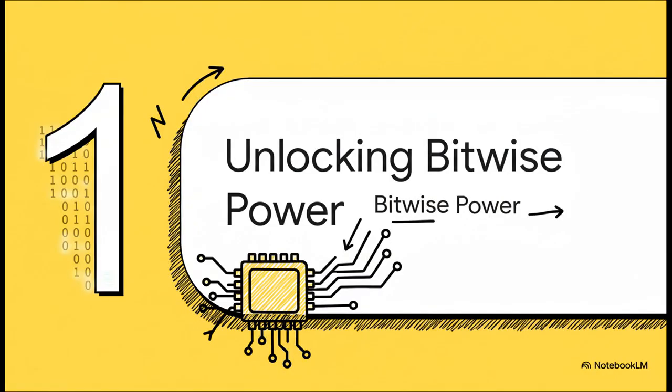Now, Bitwise might sound a little scary, but don't worry. It's really all about talking directly to the computer in its own language, the language of ones and zeros. This lets us do some things, especially math, way faster. It's like having a direct hotline to the processor.